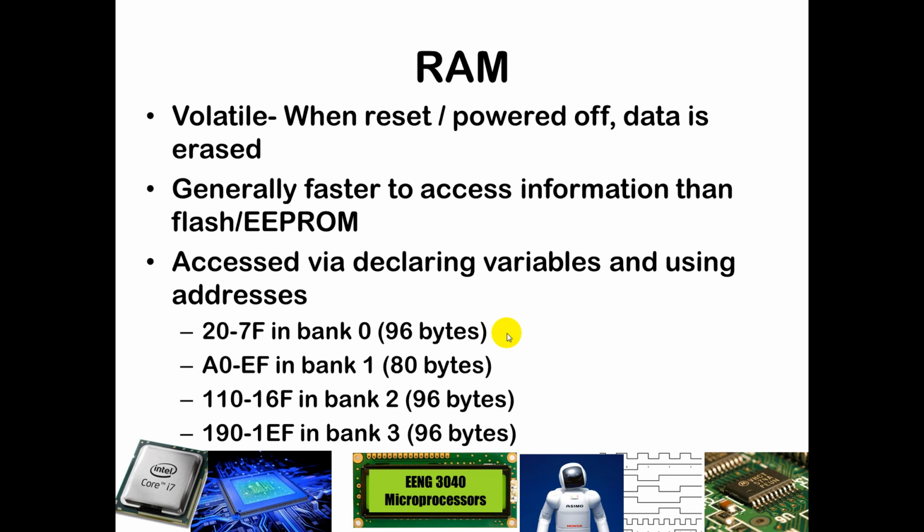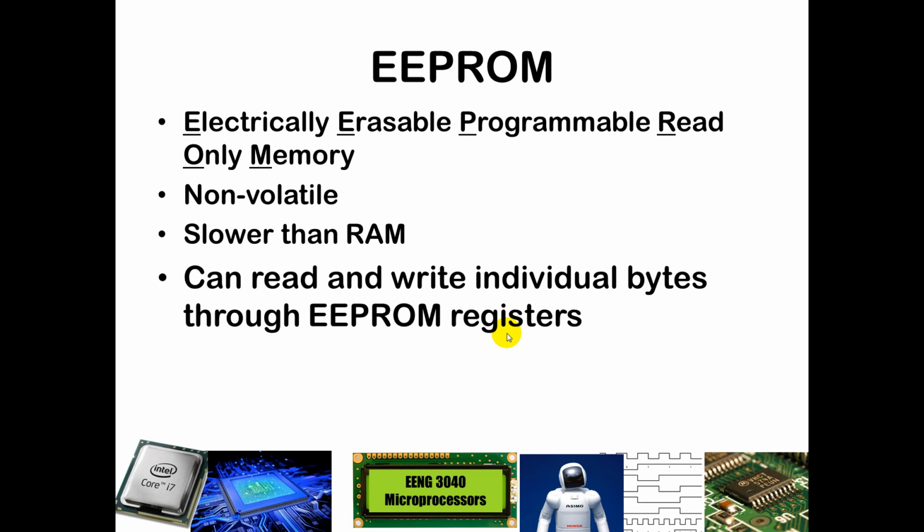And we have 96 bytes there, which for all the code that we've done thus far has been plenty of variable space for what we've been doing. The EEPROM is short for Electrically Erasable Programmable Read-Only Memory. That is non-volatile, so anything you store in EEPROM, as soon as you cut the power, it's still there. But the trade-off there is that it is slower.